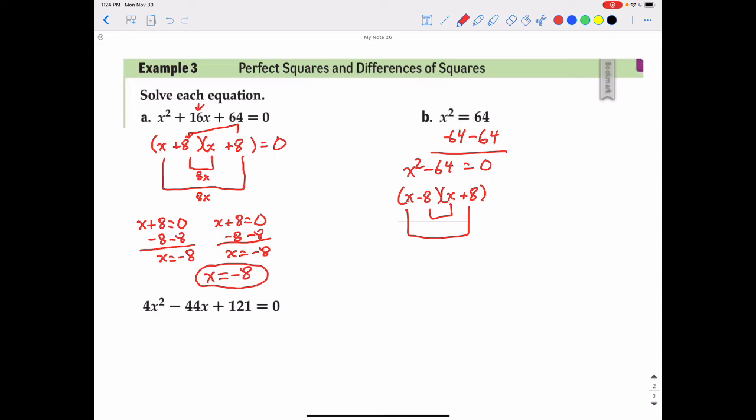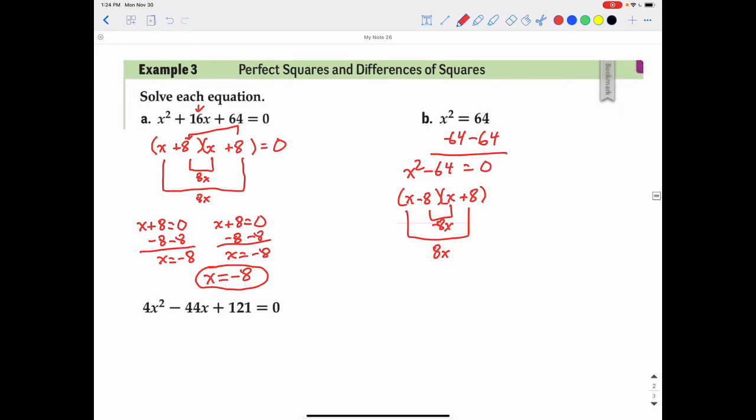Negative 8 times positive 8 equals negative 64. And then when we do our inside-outside check, we get negative 8x on the inside, positive 8x on the outside, and that does add up to be 0x, which, again, our middle term in that situation is 0. So we're ready now to set each set of parentheses equal to 0. So x minus 8 equals 0 and x plus 8 equals 0. And then we solve each part. So we would do that by adding 8 to both sides. So x equals 8.